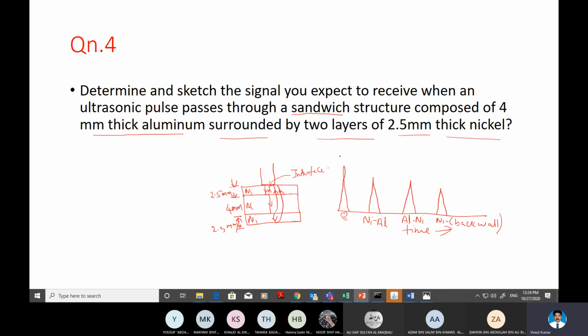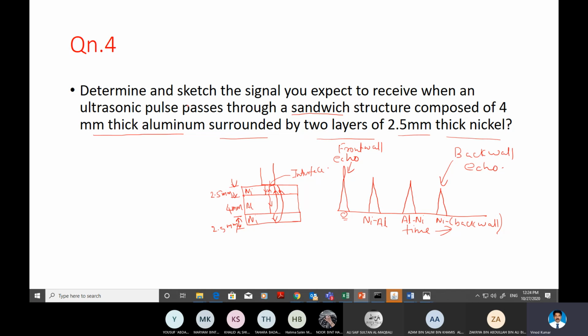So this is what we call, in technical terms, the front wall echo. This is called an echo because it's a signal. Front wall echo, and this is called the back wall echo. Back wall echo means the signal coming from the back wall.